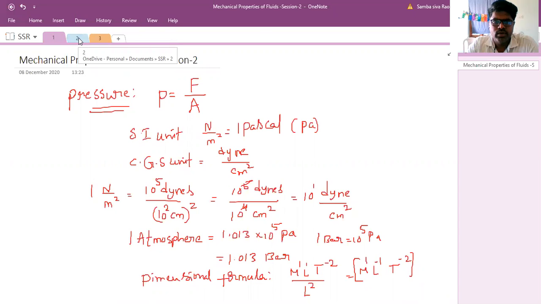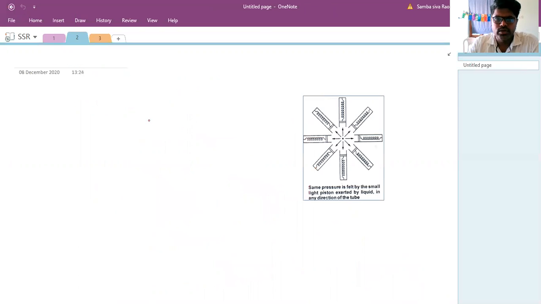Next we'll go for the continuation. Pressure is a scalar quantity. It is not a vector. This diagram will tell you why.